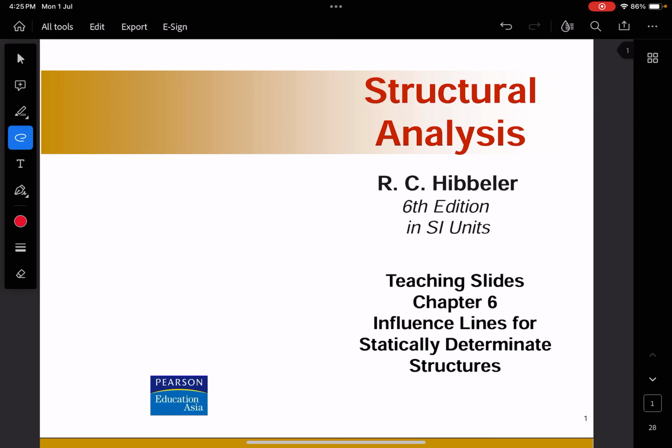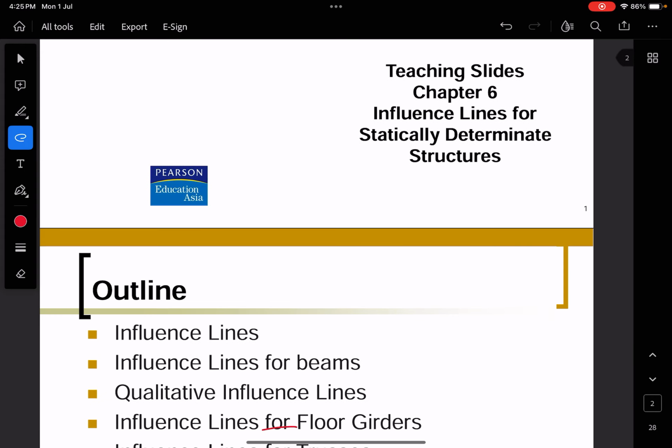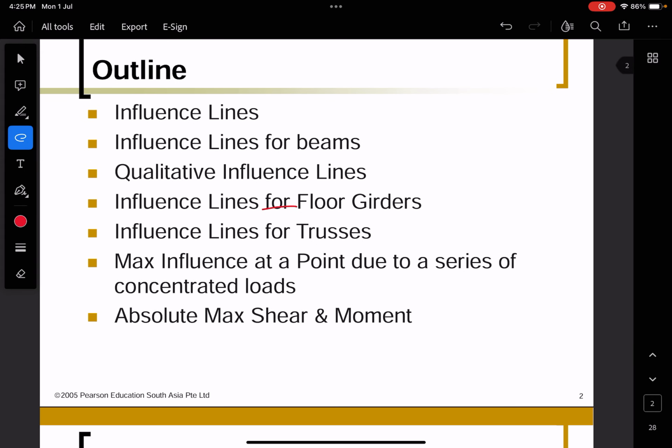Okay, as I promised, we need to complete chapter 6, the last chapter of the whole syllabus. Chapter 6 is the influence line for statically determinate structures. As usual, in each chapter we have subtopics. In chapter 6 we have 7 subtopics that you need to understand. The first one is the influence line. The second, influence line for beams. Third, qualitative influence line.